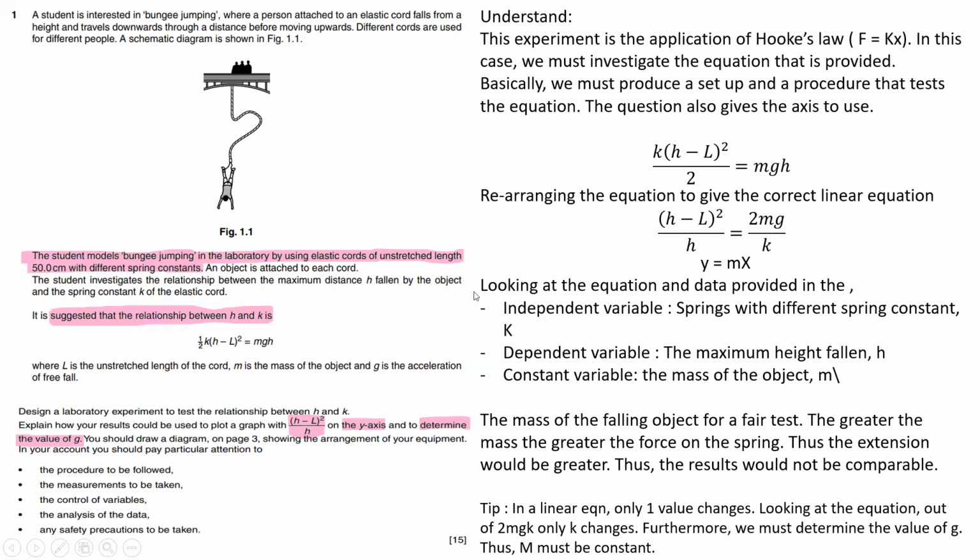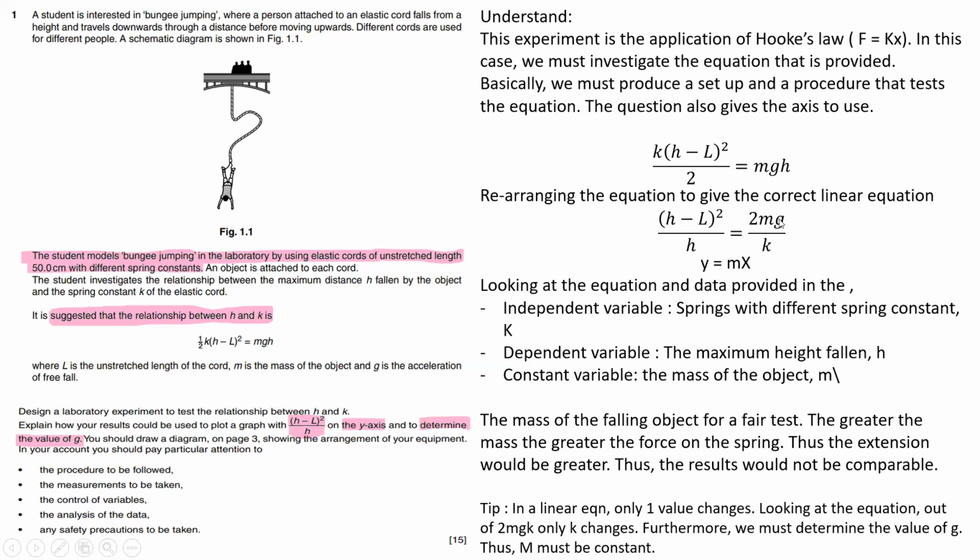You have to take note that, looking at the equation, the data provided in the question that is highlighted, you're given different springs of different spring constants. You have to find the relationship between h and k. If you're given different springs, you can change the different spring constants very easily. So in this case, the independent variable should be the springs with different spring constants k. And the dependent variable would then be the maximum height fallen h, and the constant variable would be the mass of the object. If you look at the equation 2mg over k, you're changing the value k.